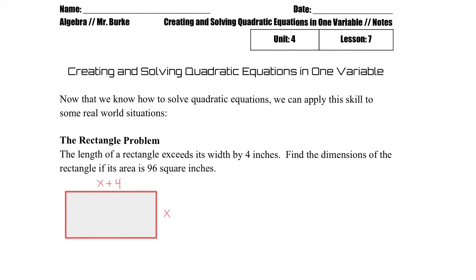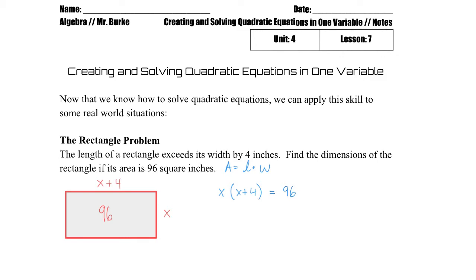And I know it's asking me to find the dimensions, which means length and width, if the rectangle's area is 96 square inches. So the area is 96. So you learned in earlier grades that the area of a rectangle is simply length times width. So if I were to write an equation, I would have my width, which is x, times my length, which is x plus 4. So here's my length times width. I've got them in the reverse order, but that doesn't matter because multiplication is commutative. So my length times my width, and that should equal my area.